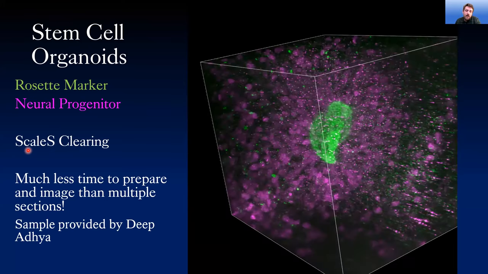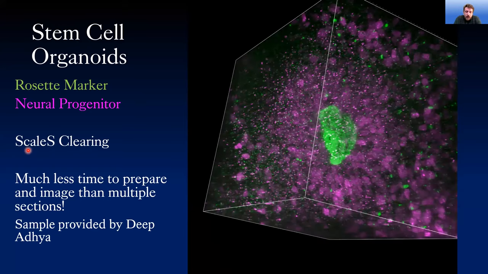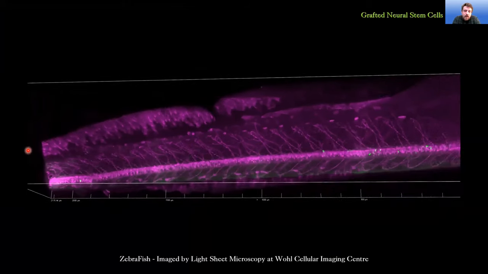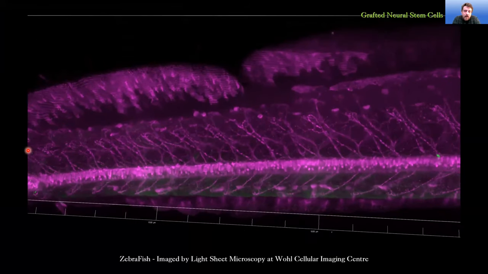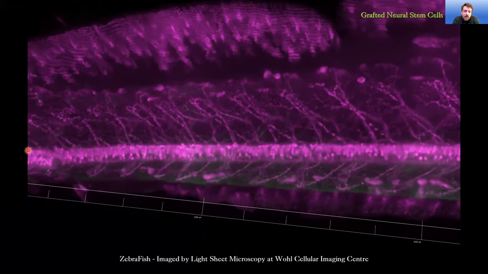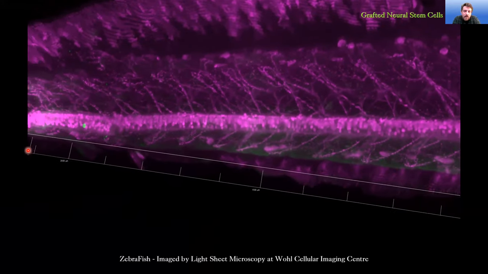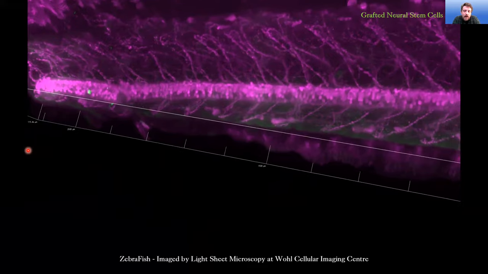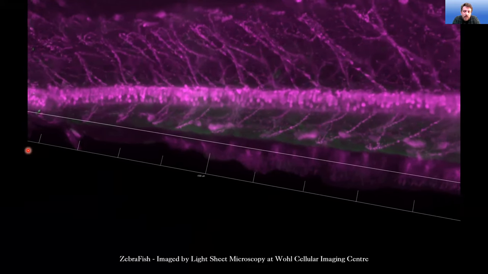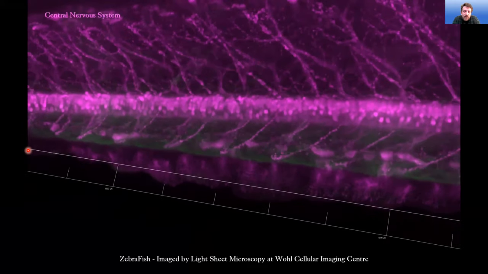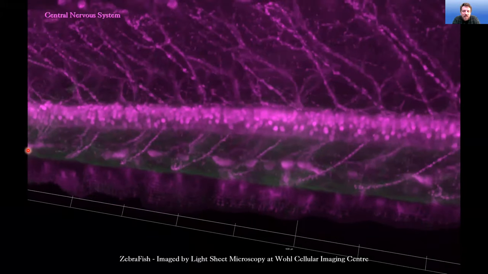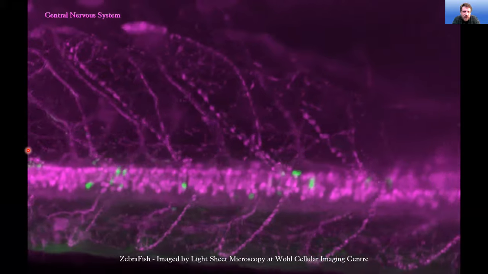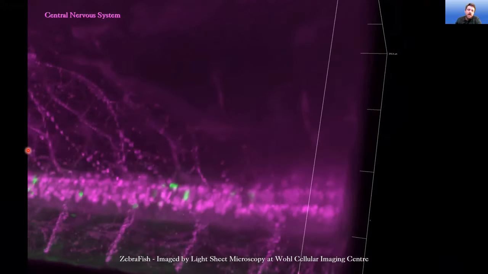Something else that we've imaged, zebrafish. So you can see here the benefit of being able to tile and stitch together very large regions. So we imaged almost an entire tail. Hopefully some of you recognize this from the foyer in the wall. So in the magenta, you're seeing central nervous system, and in the green channel, some grafted stem cells.